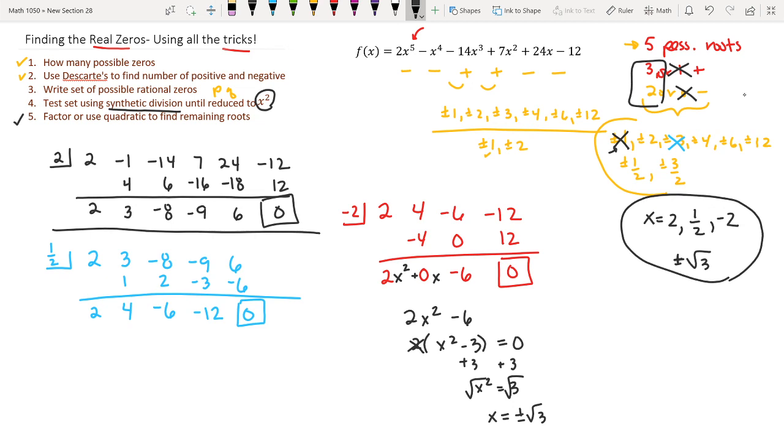So the basic setup is find out how many roots until you can anticipate and you can stop, or you kind of know where you're going. Try Descartes to get a feel for how many positive and negatives, and that's how I eliminated to know what to expect. And then synthetic division, it's the shortest way to do it, but don't be surprised if you have to erase and keep trying.